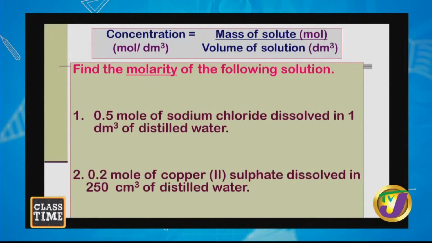How do we convert from cm cube to dm cube? That's right, we divide by 1,000. So dividing 250 by 1,000, we move 3 spaces to the left. So 1, 2, 3. And my answer will be 0.25 dm cube. So I'm going to divide 0.2 by 0.25.